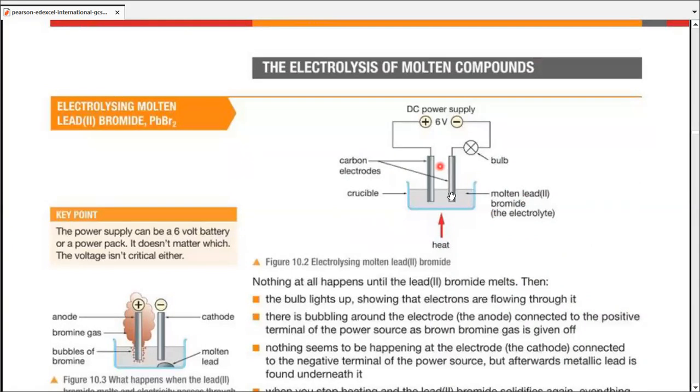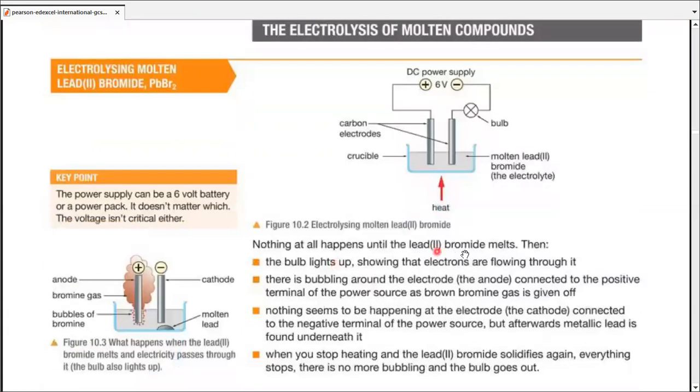We dip in both the carbon rods. We connect those carbon rods with the help of wires to a DC power supply. A battery would do good. We also add a bulb in the circuit. So if the bulb lights up, the whole circuit is complete and the current is passing through the electrolyte. So nothing at all happens until the lead bromide melts. As soon as it does, the bulb lights up, showing that electrons are flowing through it.